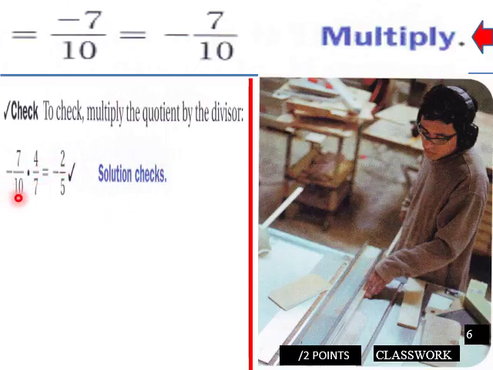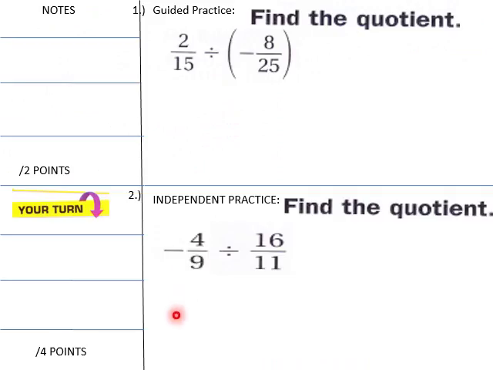And then we check it. What do we do? We multiply our quotient by our original divisor, and we get our 2 over 5. Multiply the quotient by the divisor. Okay, our first practice here, students. This is yours. Pay attention to this so you can do yours.